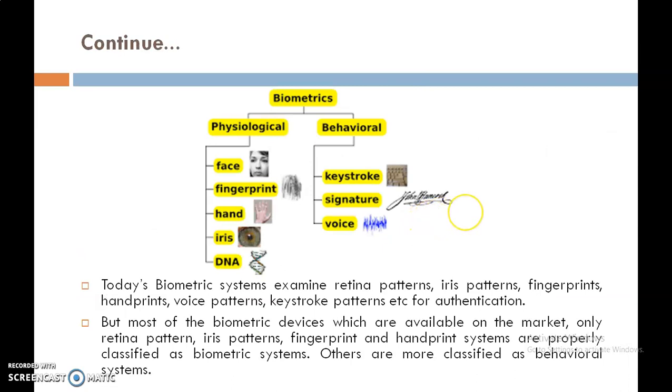Now, as shown in the figure, biometric systems can be categorized in two categories. The first one is based on physical body characteristics. Most of the biometric devices available on the market, like retina pattern, iris pattern, fingerprint, handprint, are classified as physiological biometric systems. Whereas the others, like keystroke, signature, voice pattern, can be classified as behavioral systems. So biometric systems are examined for authentication purposes.